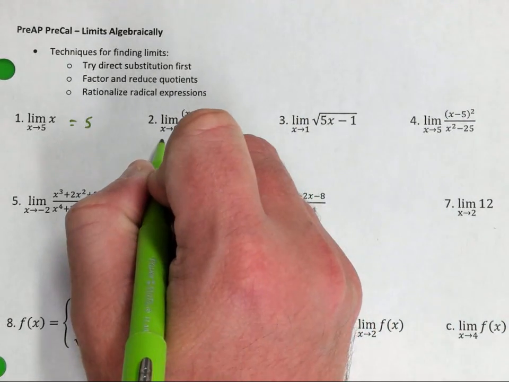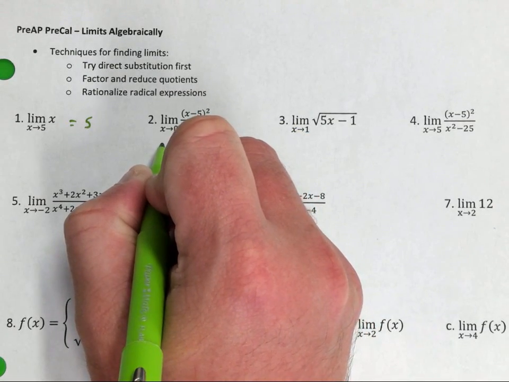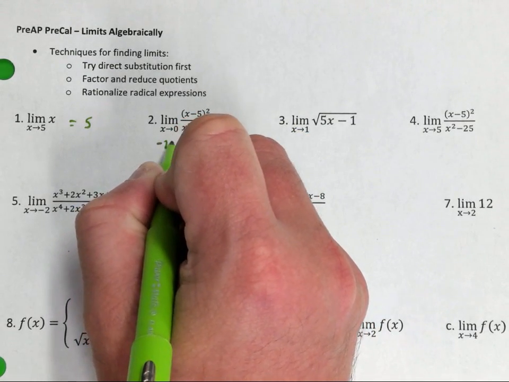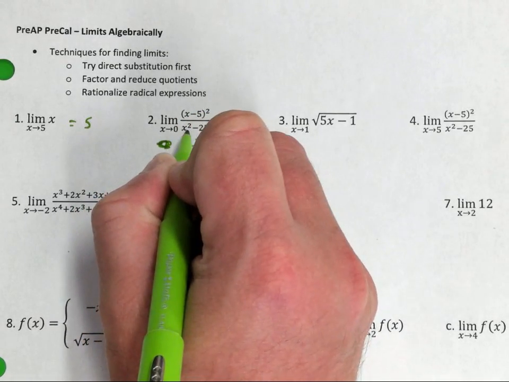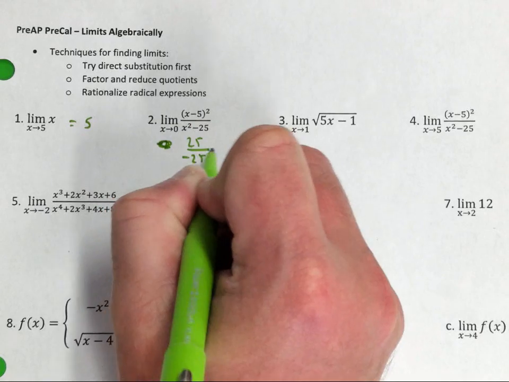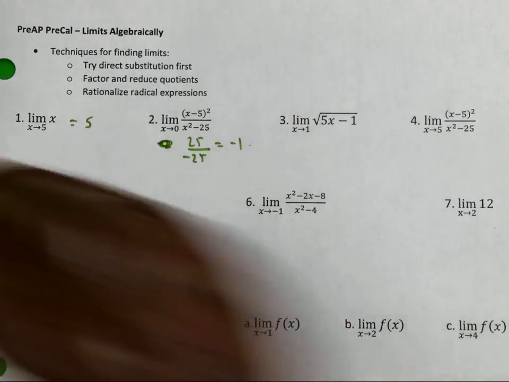But plug 0 in. 0 minus 5 is negative 5. Negative 5 squared is what? 25. Very good. Plug 0 in. 0 squared minus 25 is negative 25. What's 25 divided by negative 25? Negative 1 is your answer.